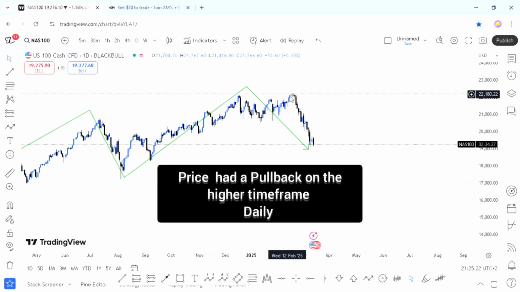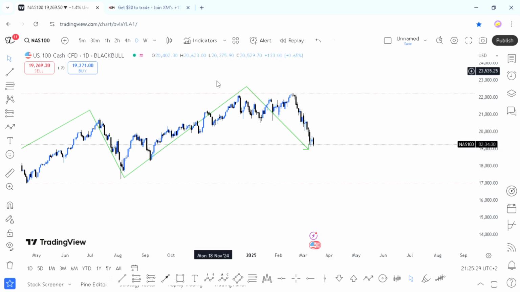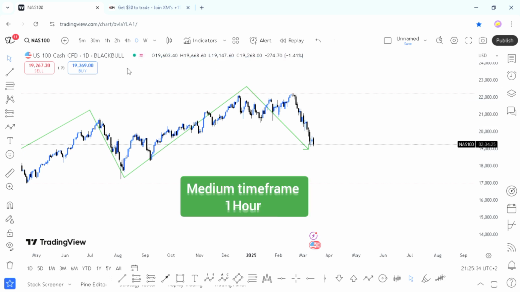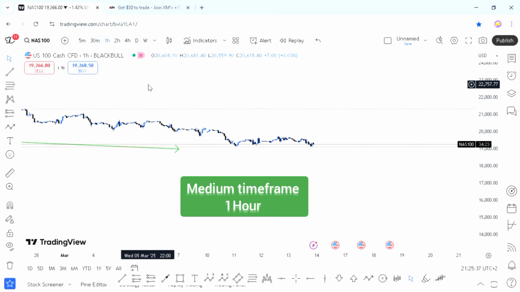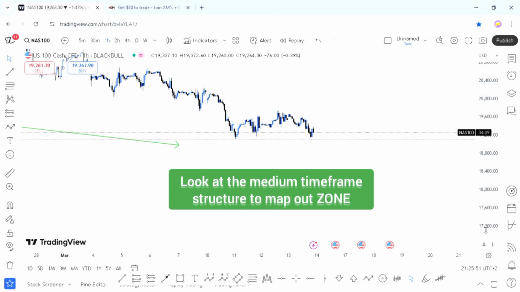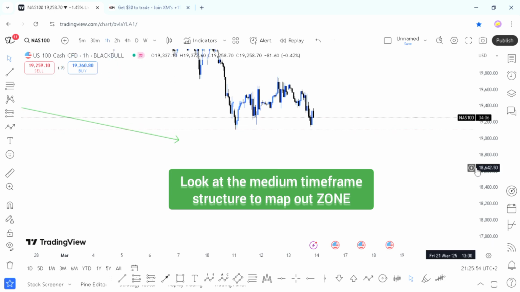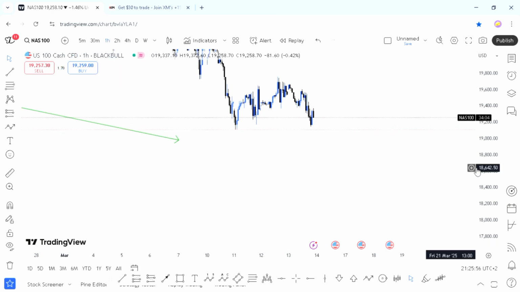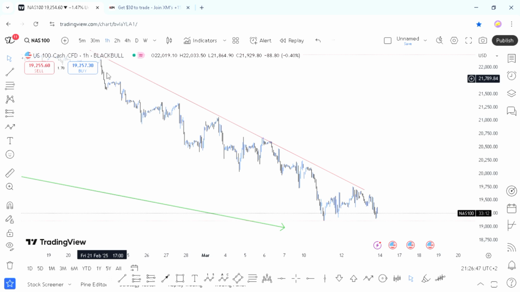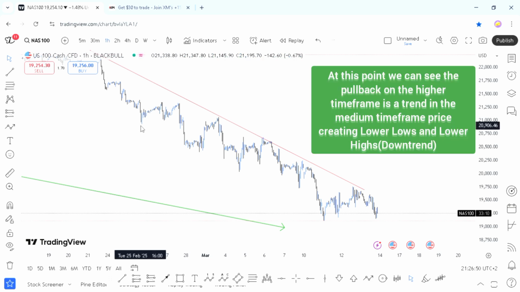Because on our daily we can see right there that we had a pullback, but the overall market structure is an uptrend. So moving to the 1 hour time frame, we can see we are moving in a downtrend, creating lower lows and lower highs. That's where on our 1 hour we're going to be mapping out our zones to confirm whether this trade is worth taking.